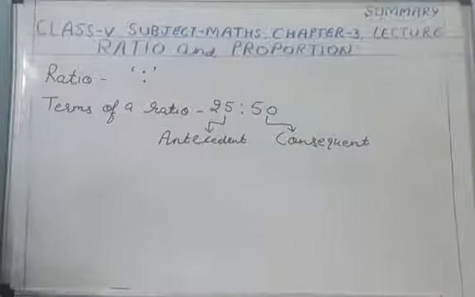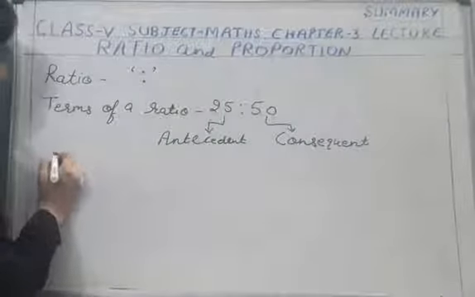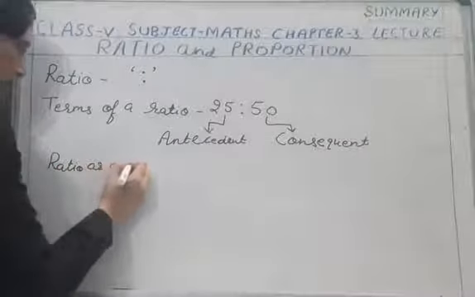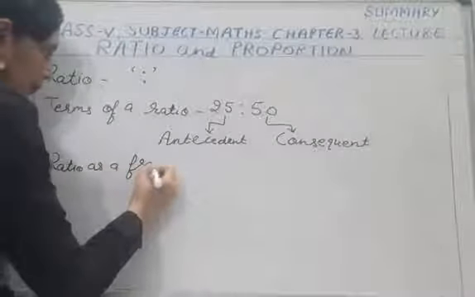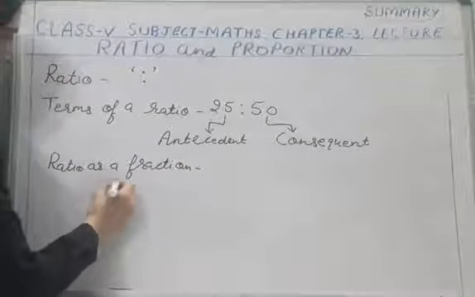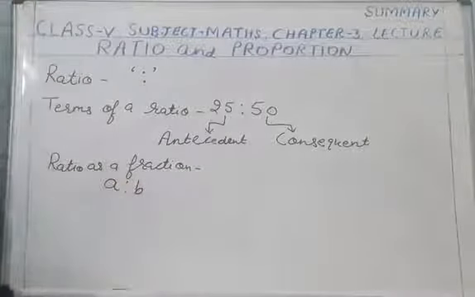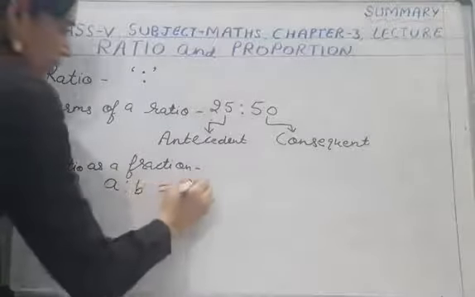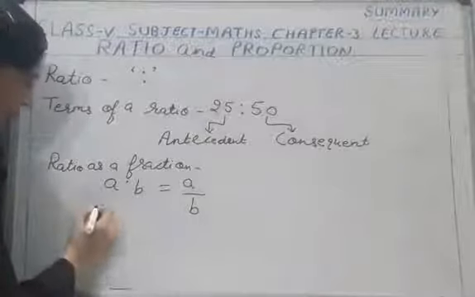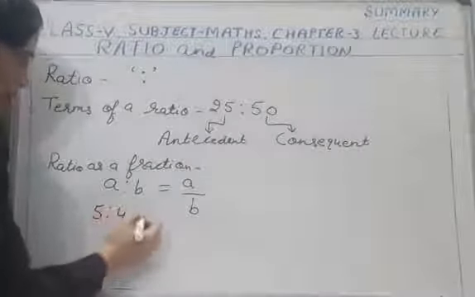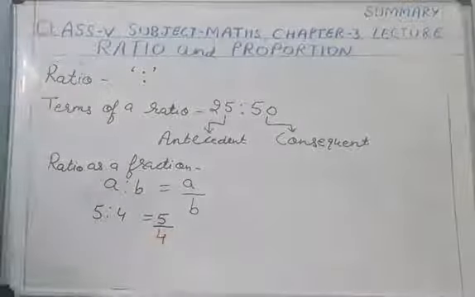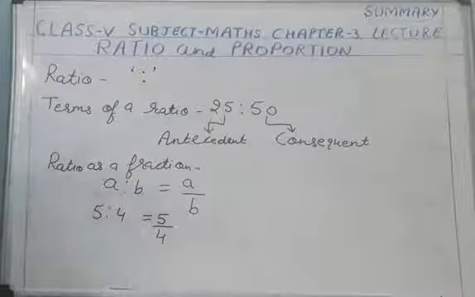Next is ratio as a fraction. If we have the ratio A ratio B, then in the form of a fraction it can be written as A upon B. If we have the ratio 5:4, 5 ratio 4, it can be written as 5 upon 4. This is the example for that.